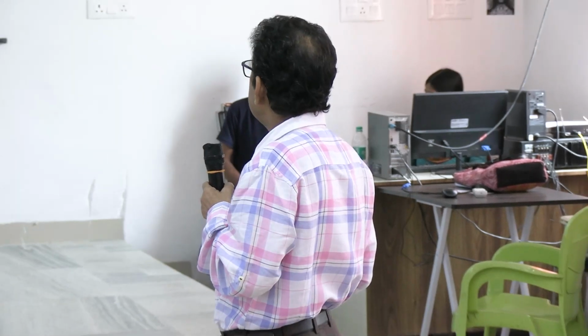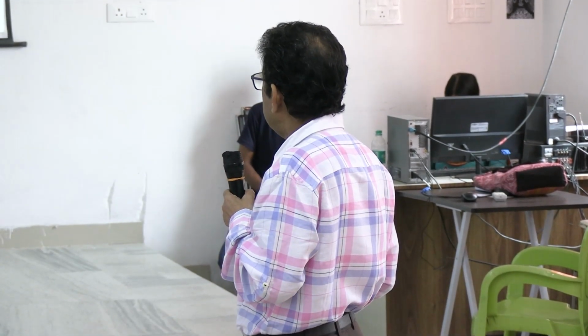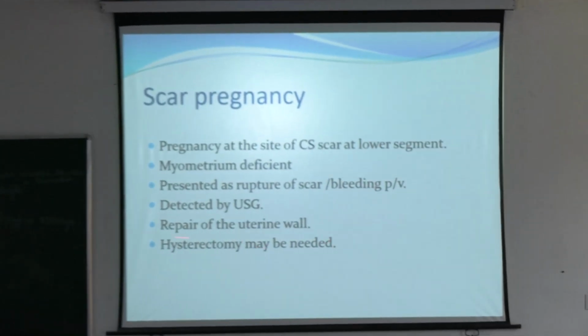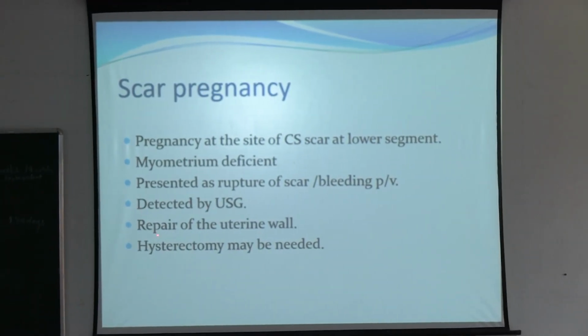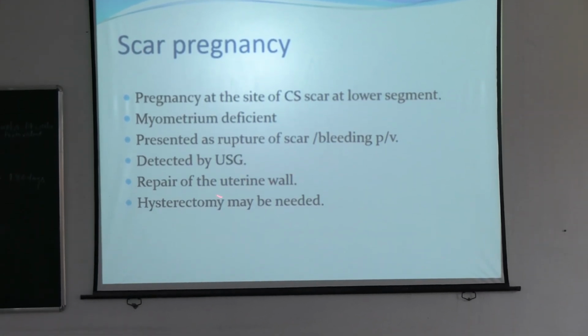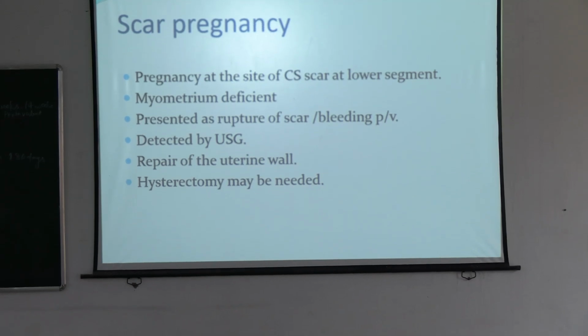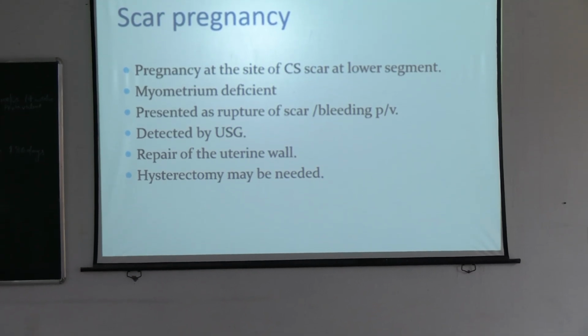Scar pregnancy, that is at the site of the uterine scar, because the myometrium is deficient, it can easily rupture, presenting as rupture of the scar, bleeding PV, detected by USG on the anterior wall of the uterus. Repair of the uterine wall can be done, or maybe hysterectomy may be needed if the bleeding cannot be controlled. So that is about the scar pregnancy.